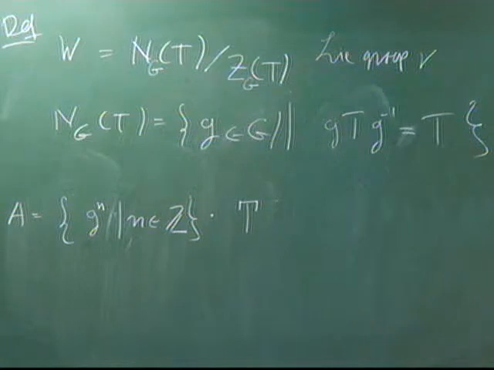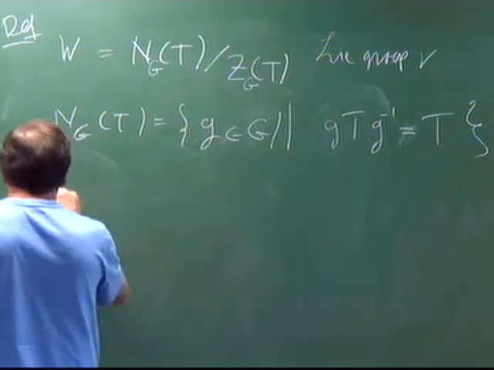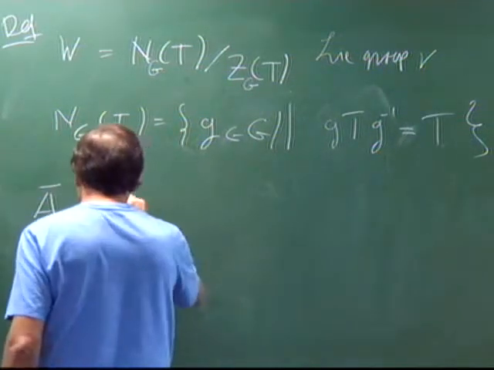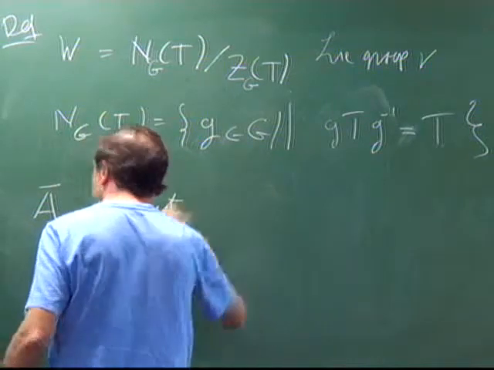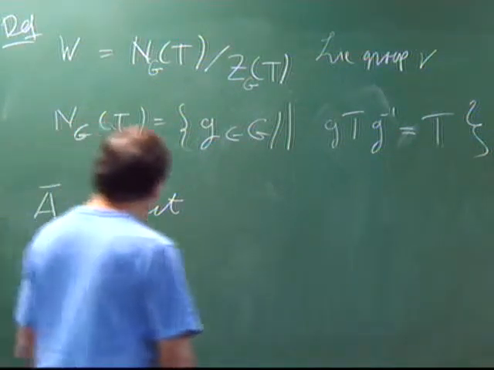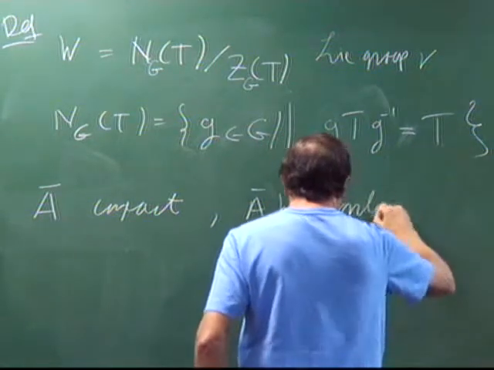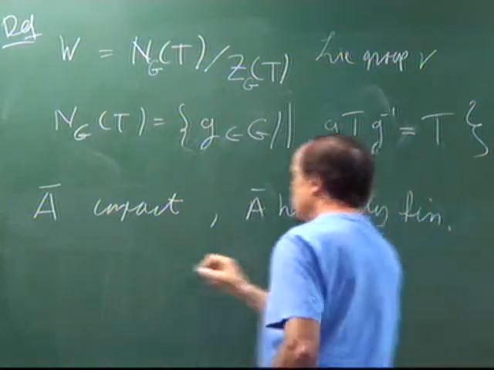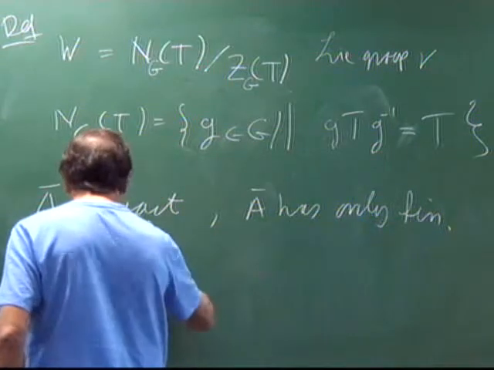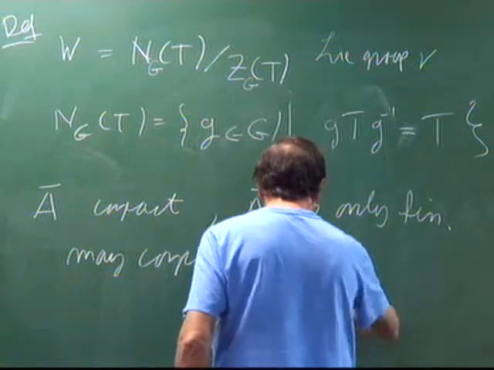Why don't you take the closure? Yeah, maybe we should just take the closure. So A bar is compact, certainly, because G is compact. So A bar is compact, in particular it's a Lie subgroup, right? Which means also that A bar has only finitely many components. And let's say A bar 0 will be the identity component.